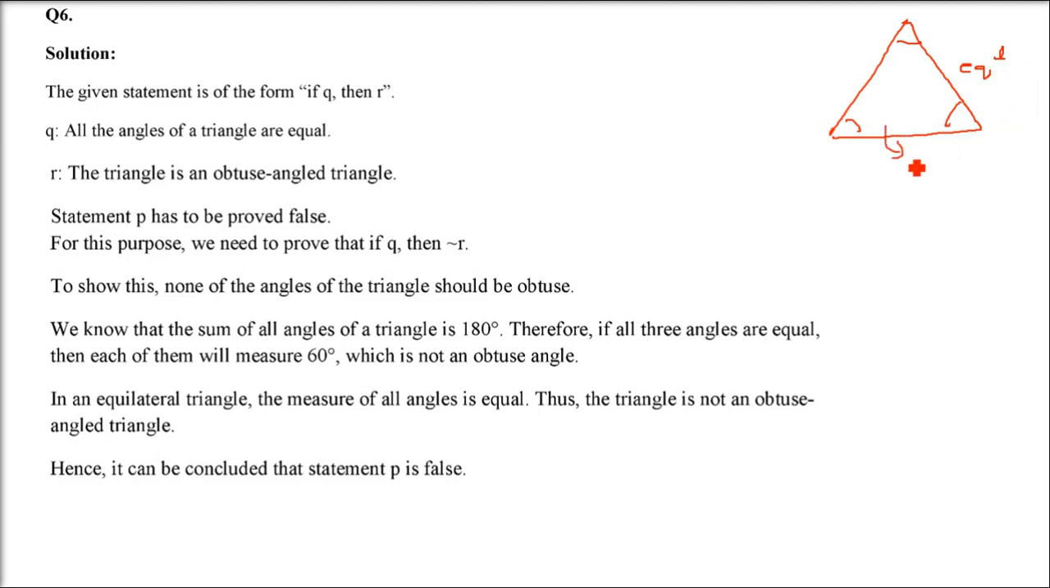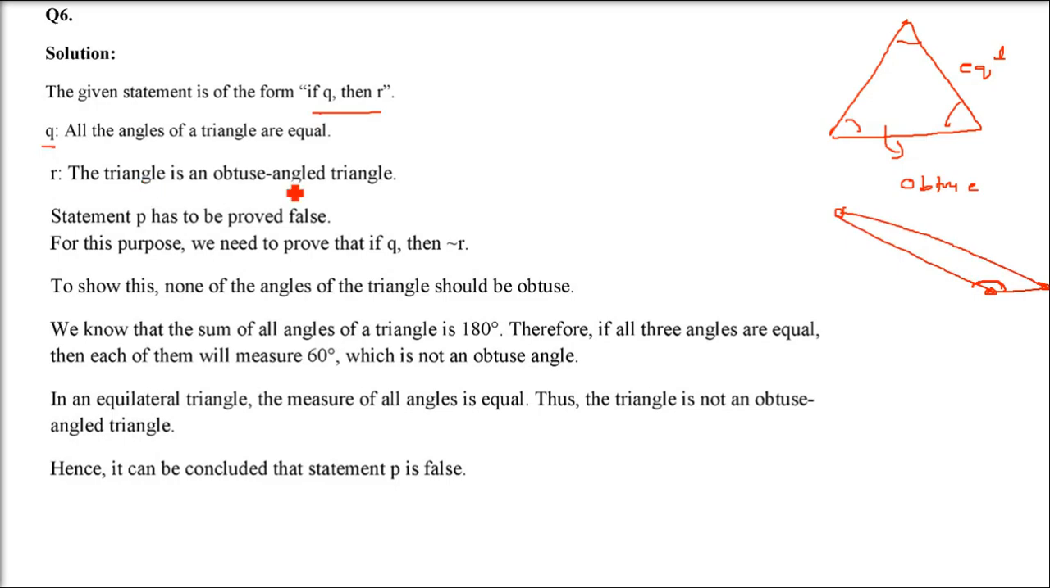So this is a triangle with all angles equal, and then the triangle is an obtuse angle triangle. Obtuse angle means one of the angles has to be greater than 90 degrees. So let me just draw a triangle to have an idea, but we'll just counter it. How? If P then Q, or if Q then P, that is what you can start. Okay. So first is all the angles are equal.